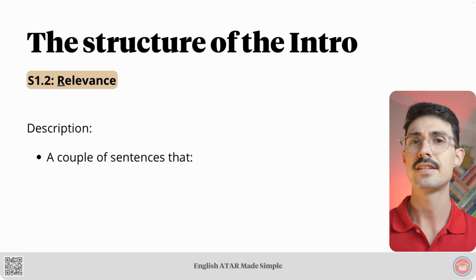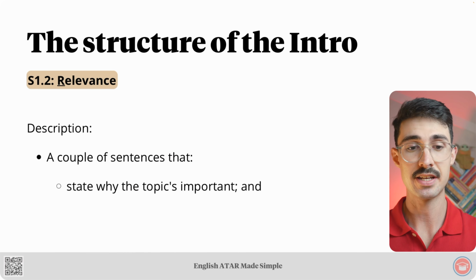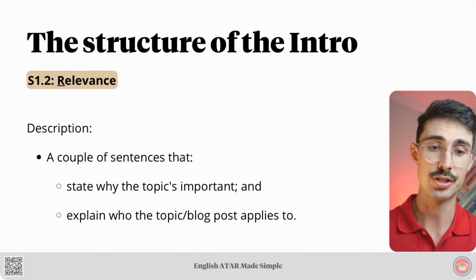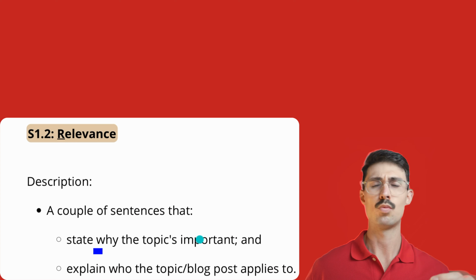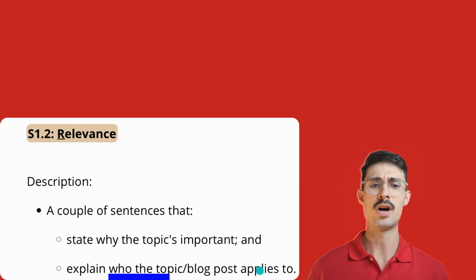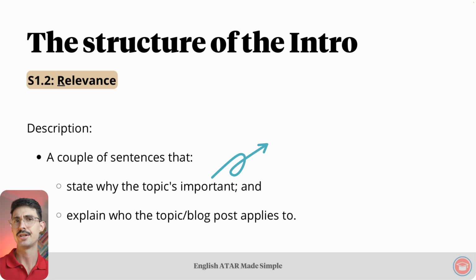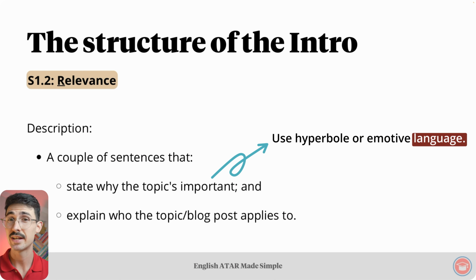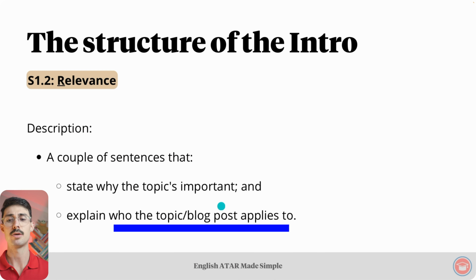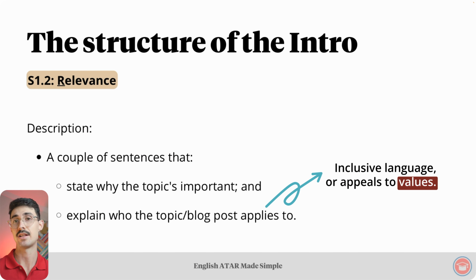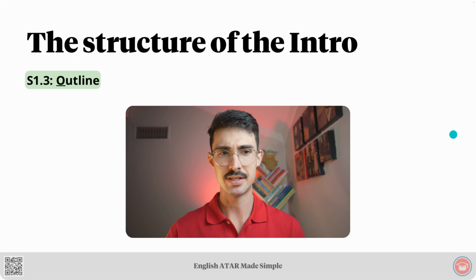Next subsection is the relevance section. This is a couple of sentences that firstly state why the topic's important, and secondly explain who the topic or blog post applies to. Why is the topic important? Why should I bother reading it? When you're stating why the topic is important, you can use hyperbole or emotive language. When you're explaining who the topic applies to, consider using inclusive language or appeals to values. The third and final subsection is the outline.